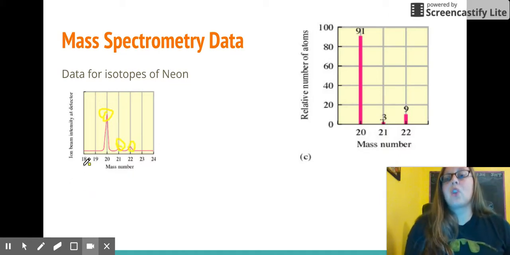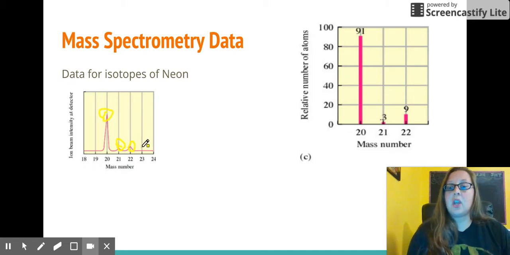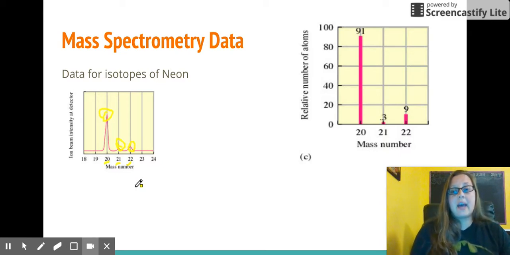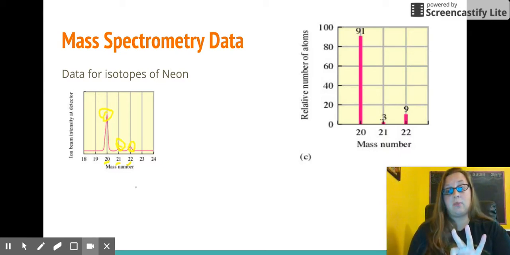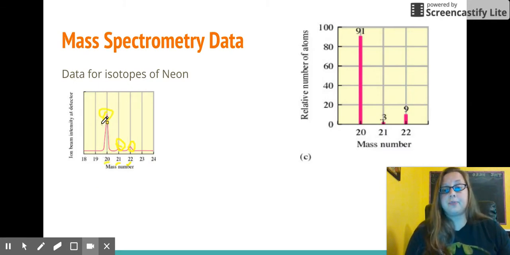Okay, so what does this tell us about neon? Well, when I look at this data, I would say, okay, well, we have a peak at mass 20, a peak at mass 21, and a peak at mass 22. That must mean that neon has three different isotopes. It has an isotope with a mass of 20, an isotope with a mass of 21, and an isotope of mass 22. What I also should be able to detect from this is that the isotope of neon 20 is most abundant compared to the others.